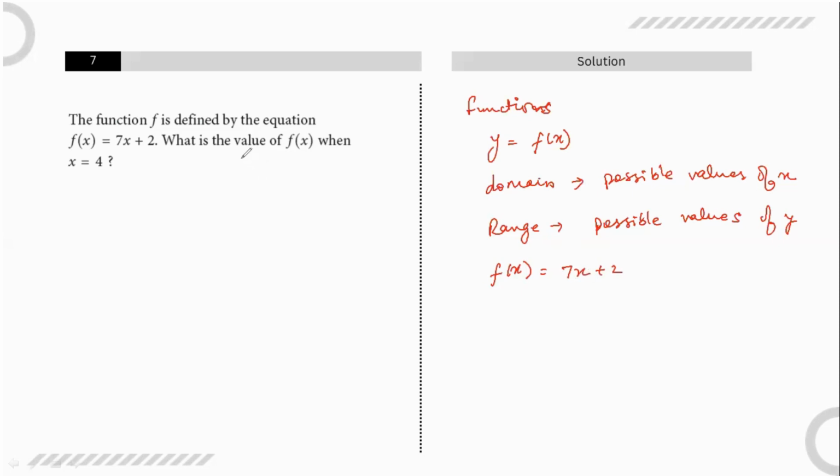And what is the value of x here? That is given as 4. So just substituting 4 here. So what will be f(4)? That will be 7 times 4 plus 2. That is 28 plus 2, which is going to be 30. That's the answer here. Let's now move to the next.